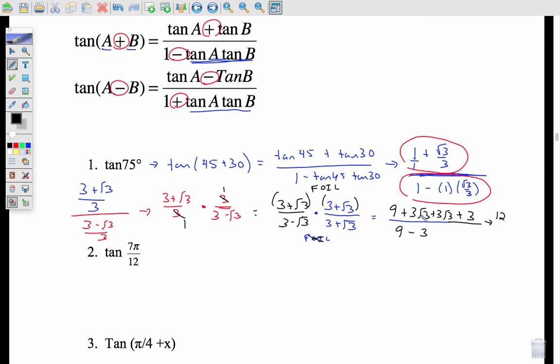So here, I'm going to go ahead and combine like terms in my numerator. I have a 9 plus 3, which is 12. 3 square root of 3 plus 3 square root of 3, we're adding the coefficients there, so it's 6 square root of 3. And my denominator is 9 minus 3, which simplifies down to 6.